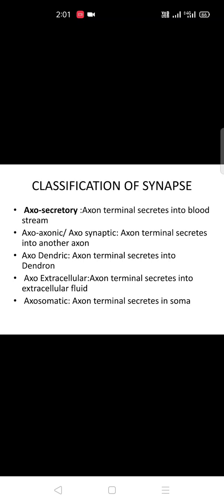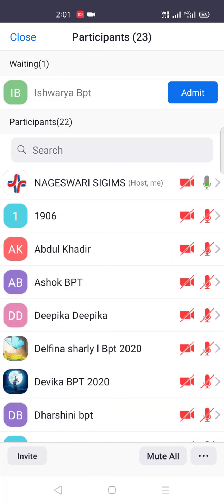When the axon is connected to another axon or another synapse, we call it axo-axonic. If the axon is connected to the dendron of a neuron, we call it axodendritic. Then if the axon is connected with the extracellular fluid, we call it axo-extracellular. And if the axon is connected to the soma, that is the cell body, we call it axosomatic.